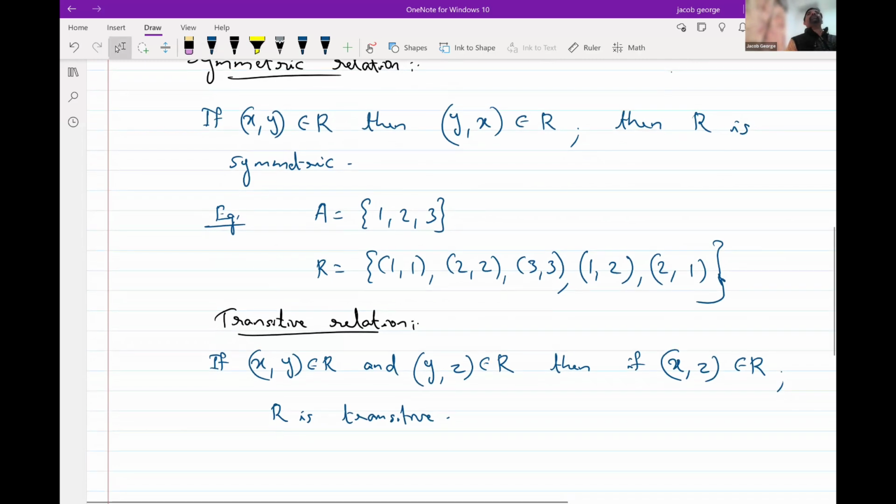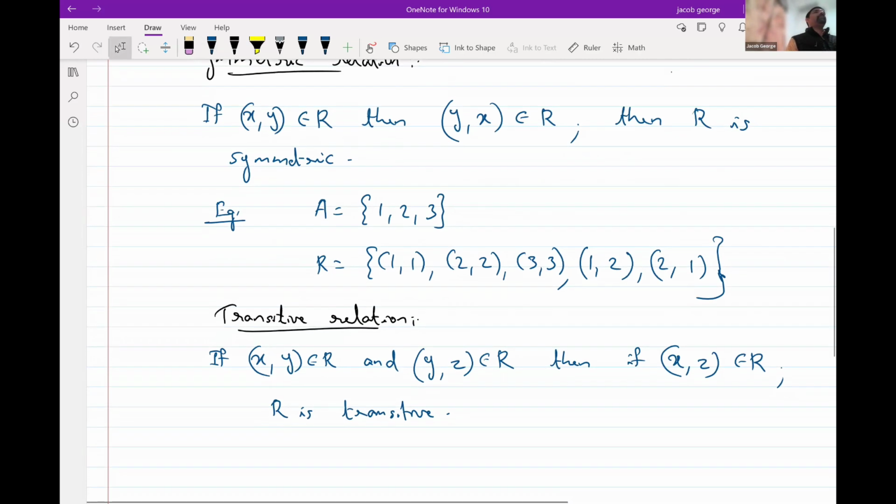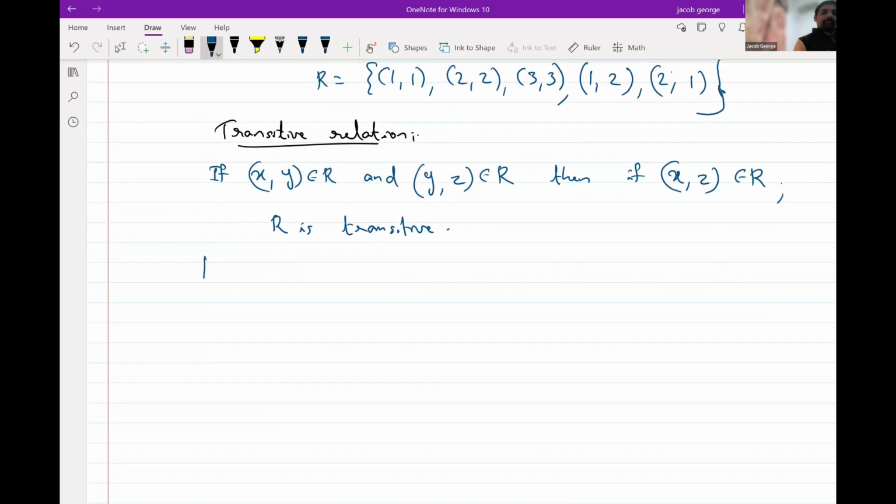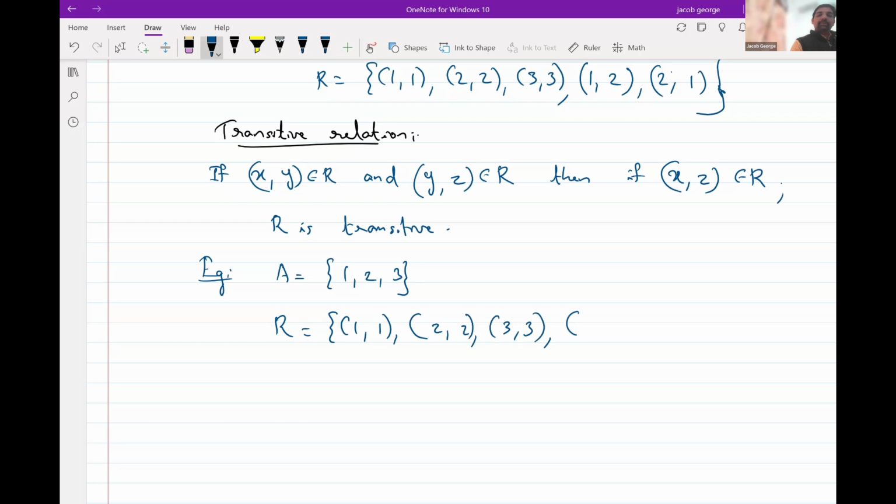Did you write till here, transitive? Example: if A is equal to the set {1, 2, 3}. Then I'm going to write an R. I'm going to make it reflexive: (1,1), (2,2), (3,3). It is reflexive. Then I will add the elements (1,2) and (2,3).